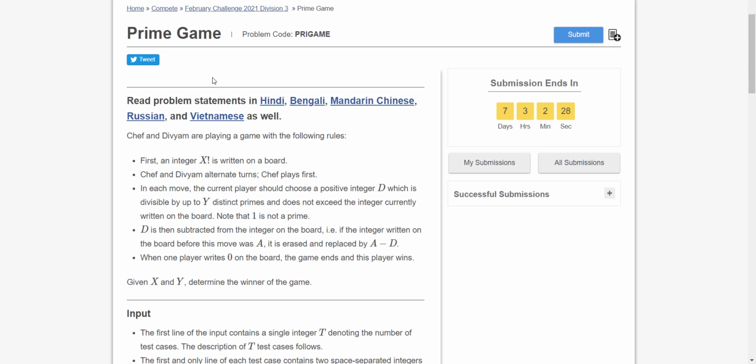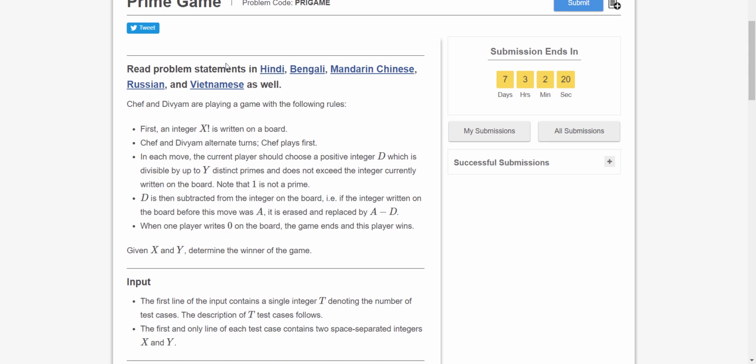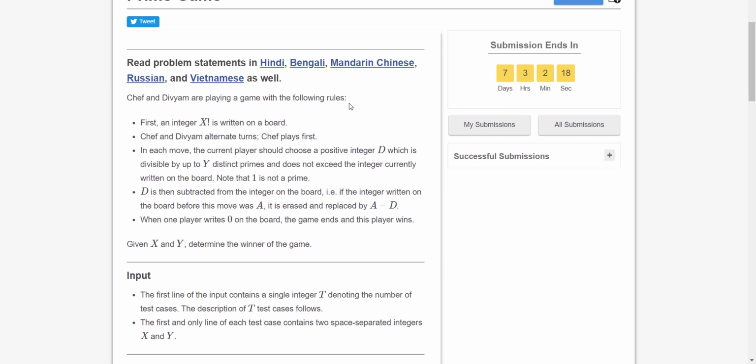So today we'll be going to discuss the prime game problem, that is from Division 3 and Division 1. It's a not so easy problem. It's actually a tough problem. So still we'll try to understand it, and hopefully if we can crack it out, it's very cool. So without wasting any time, let's discuss the problem.